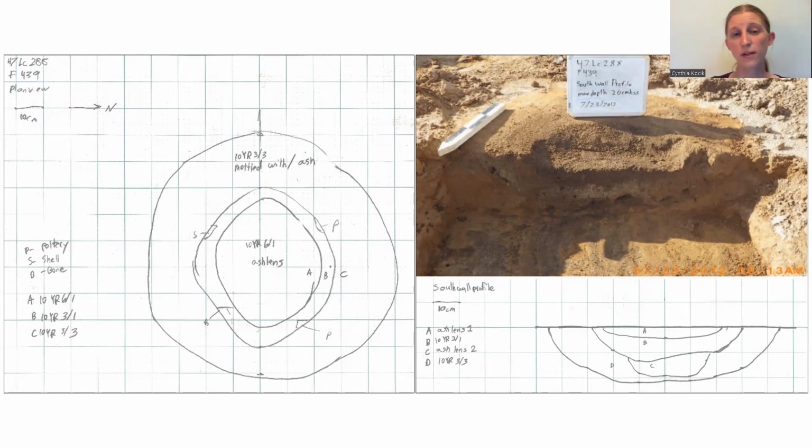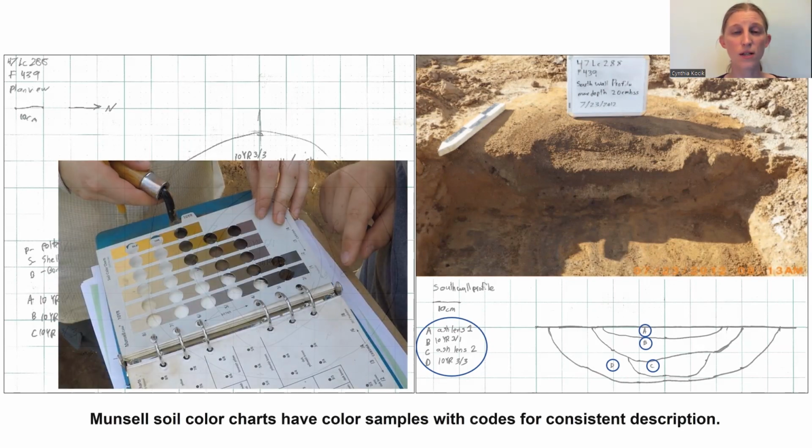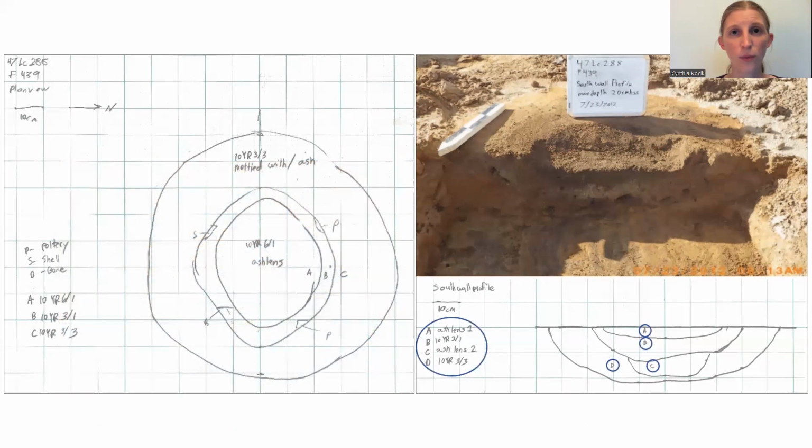We define distinct areas where the soil consistency, color, or contents are different and could represent a different activity as zones. We usually label these zones using letters of the alphabet starting with A. Here we have zones A, B, C, and D. We describe the color of each zone using a Munsell soil color chart for consistency. These are the 10 YR readings that you see here. We also record the texture and any other notable characteristics of the soil in each zone.